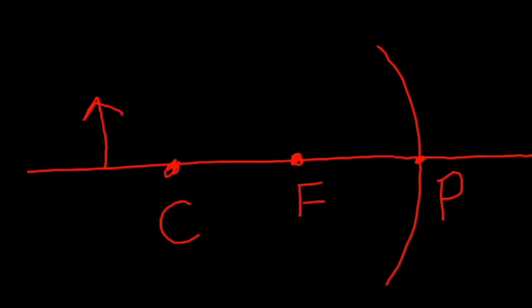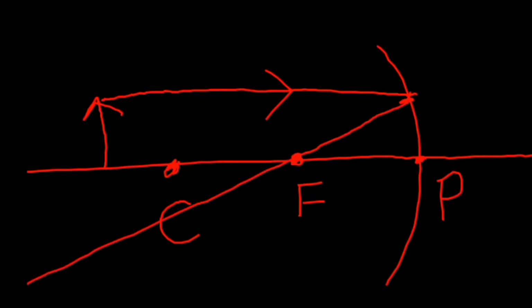Okay. So here we have placed the object beyond C. The first ray of light that starts from the top of the object moves parallel to the principal axis and strikes the mirror. Okay. According to the rules, the reflected ray will pass through the principal focus.